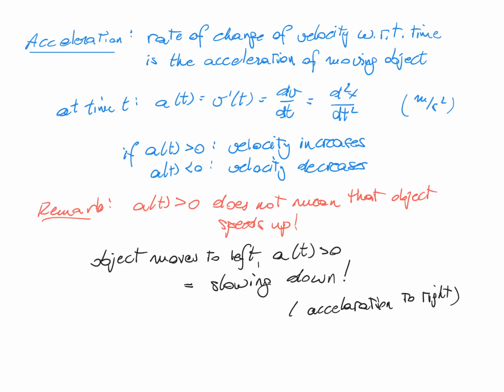In the same sense, if my object moves to the left and a is negative, then it will be speeding up. If it is moving to the right and a is positive, then it will be speeding up. But if the direction and the acceleration have a different sign, then it slows down. Let's now apply this to the following example.